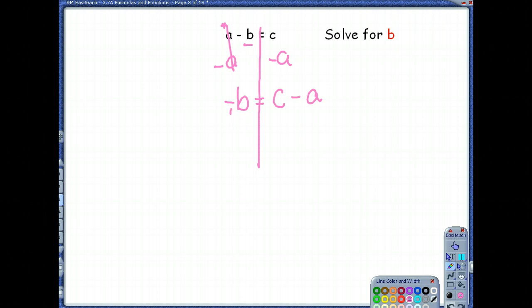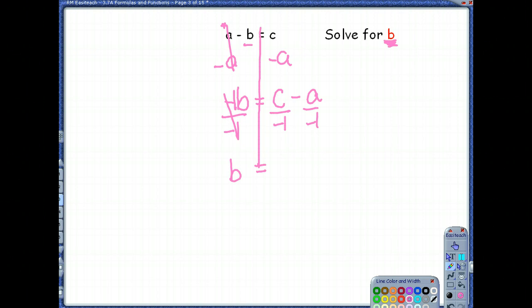You can think about that like a negative 1b. And to get the b all the way by itself, because it's currently being multiplied by negative 1, I can divide both sides by negative 1. Make sure you divide every single term on both sides by that negative 1. The negative divided by another negative will cancel each other out. That becomes positive b, which is what we wanted to be able to solve for, as a positive b.